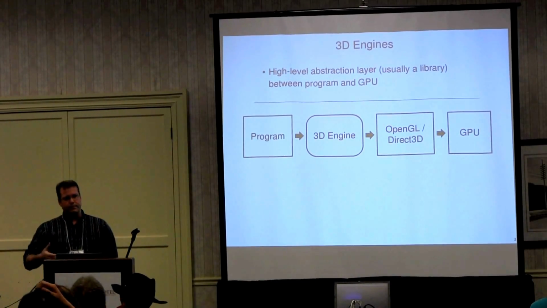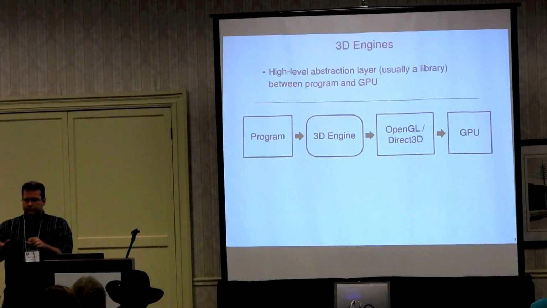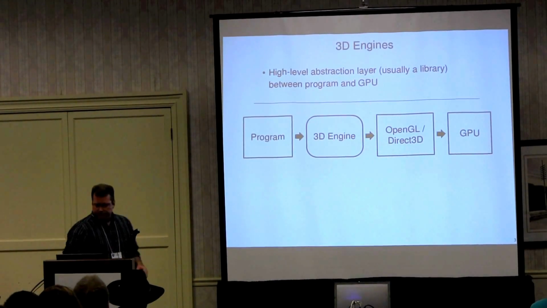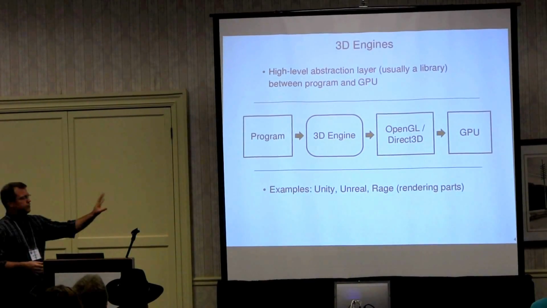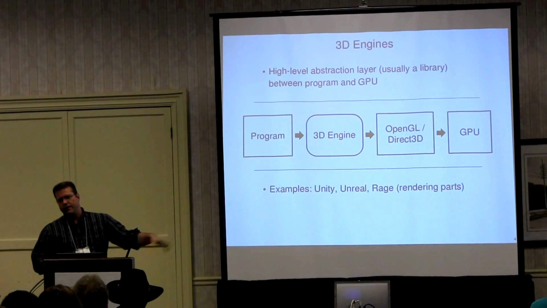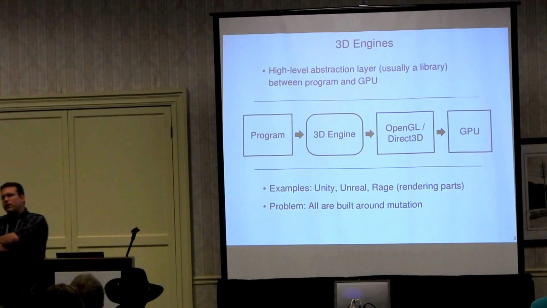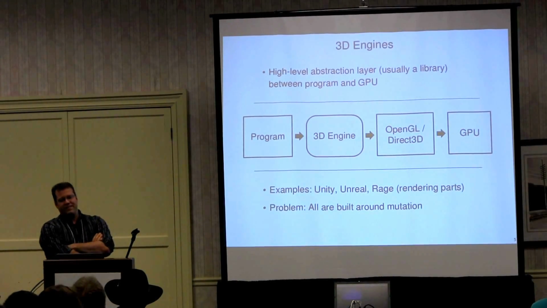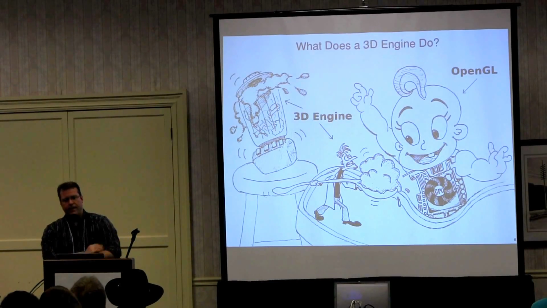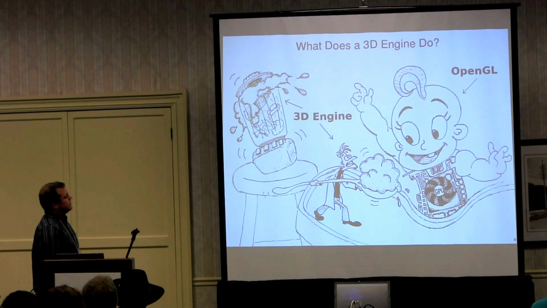You want to talk in a high level about spaceships and things, and not specifically about vertex shaders and stuff like that. Examples of things like this are Unity, Unreal, Rage, or at least the 3D rendering parts of these engines, not the networking and all the other stuff that they do. The problem with all of these, though, is that they're all built around mutation. So I wanted to do a purely functional 3D engine. Thought that would be pretty cool. Now, I could talk for about 1,000 words on what a 3D engine does, but I think a picture does better.